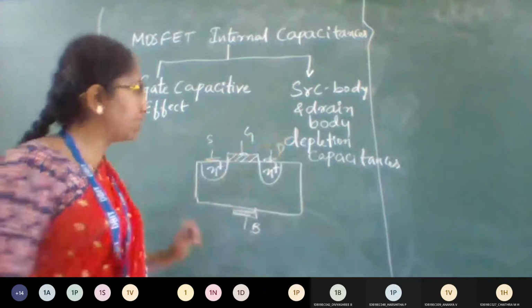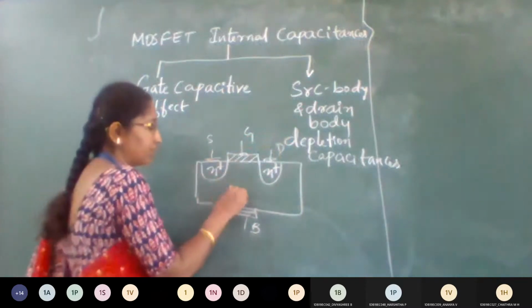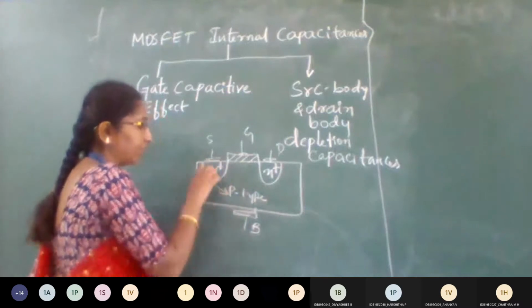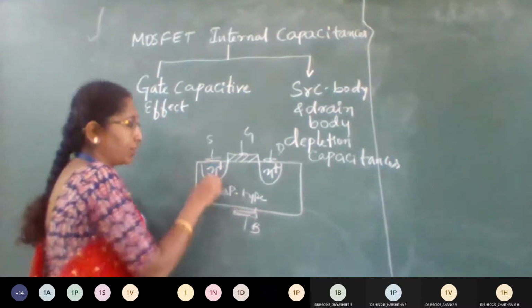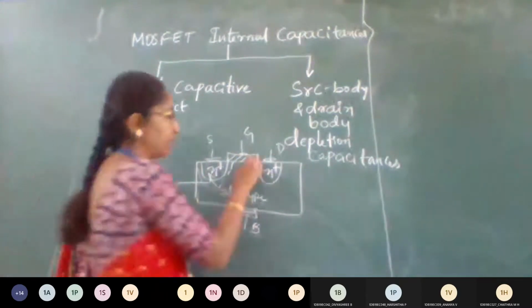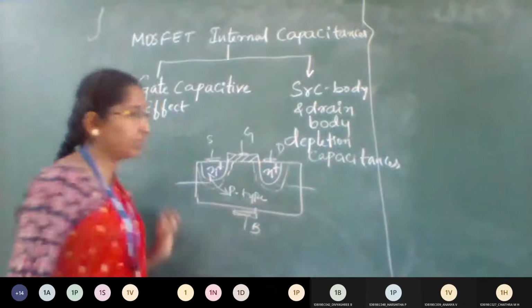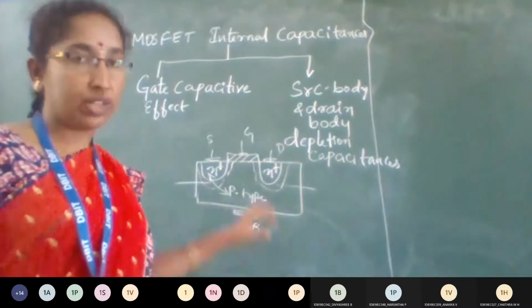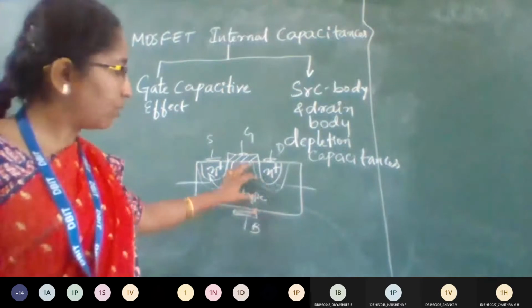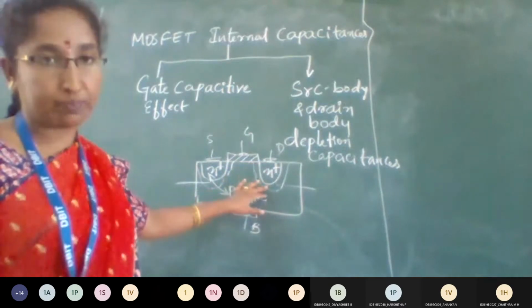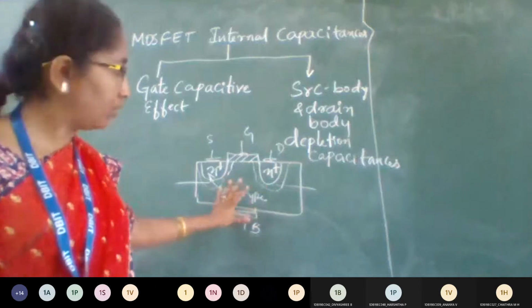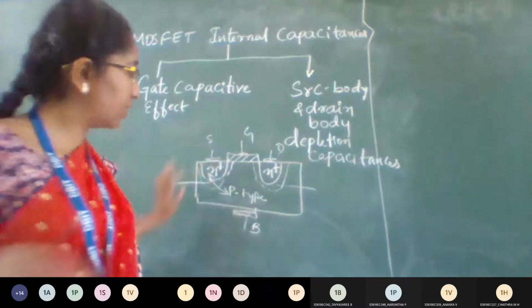This is the substrate. Between the drain and the body, you are going to have a depletion region. Again, this will be one of the capacitances. Similarly, between the drain and body you have a depletion capacitance. You are going to find out what capacitance is formed here. Is this clear? Now we have to find out what CGS is.